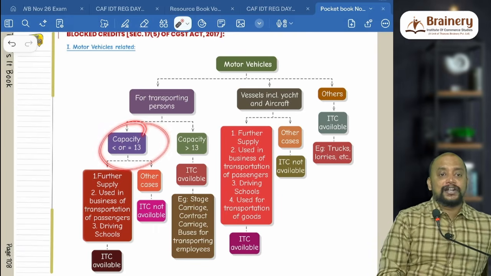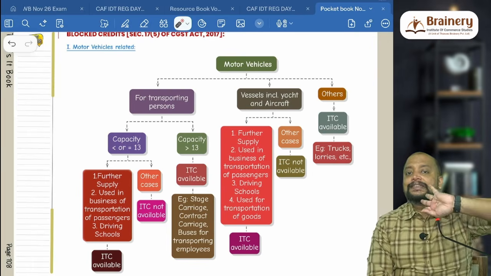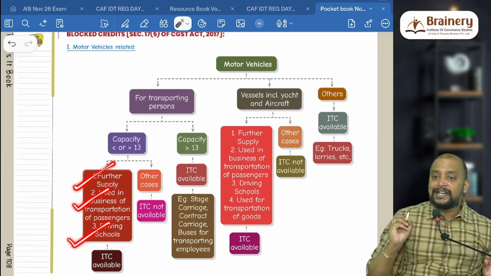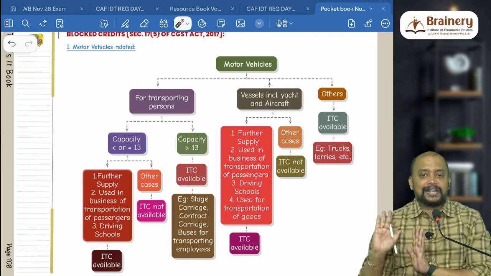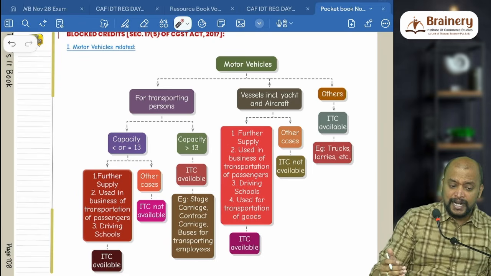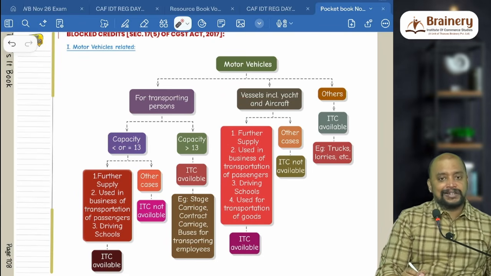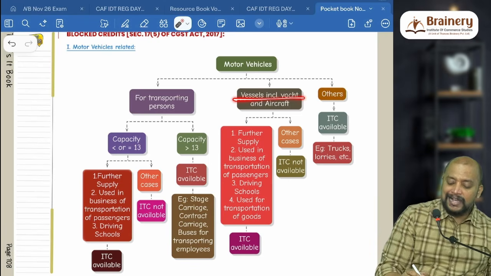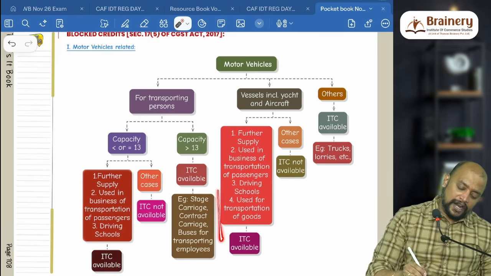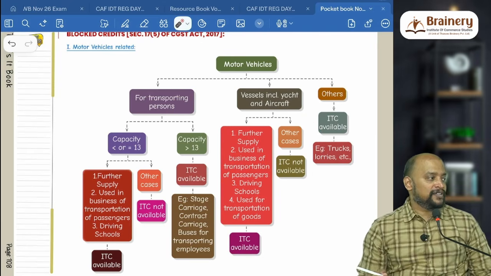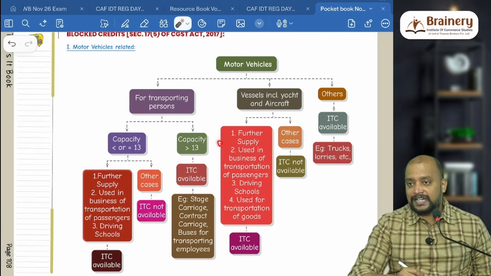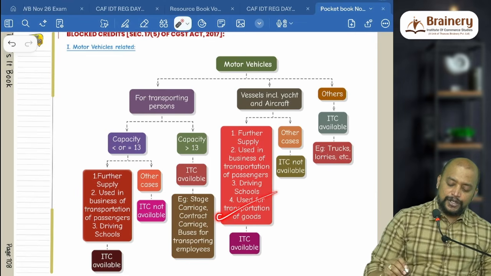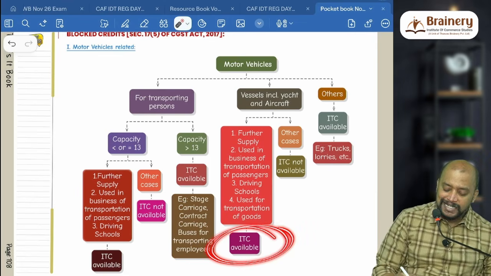Whereas capacity not exceeding 13 is blocked credit. However, 3 exceptions: further supply, used in the business of transportation of passengers, driving schools, then ITC available, other cases ITC not available. Whereas for vessels including yachts, so yacht should also be considered as vessel only here, vessels including yachts and aircraft, here we have 4 exceptions, other cases ITC not available. What are the 4 exceptions? Further supply, used in the business of transportation of passengers, driving schools, and used for transportation of goods, ITC is available.